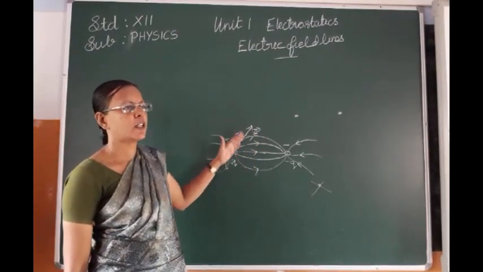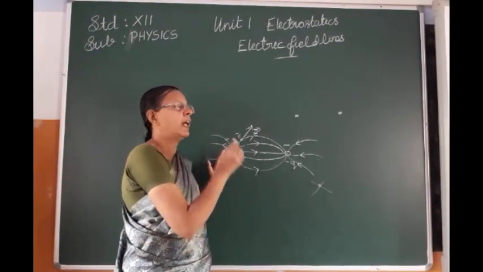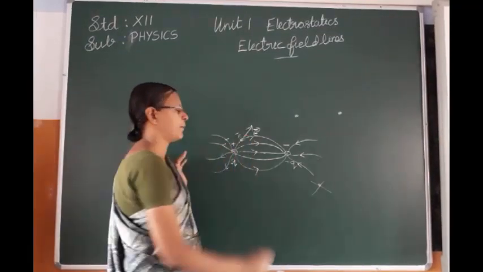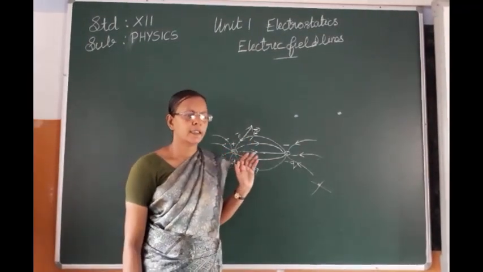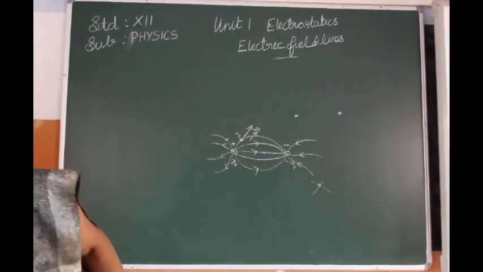The electric field vectors are tangential to the electric field lines at that point. Okay, we are considering this point here. This is the second. Next, the third one.